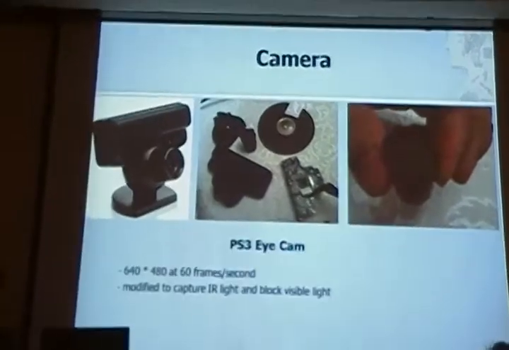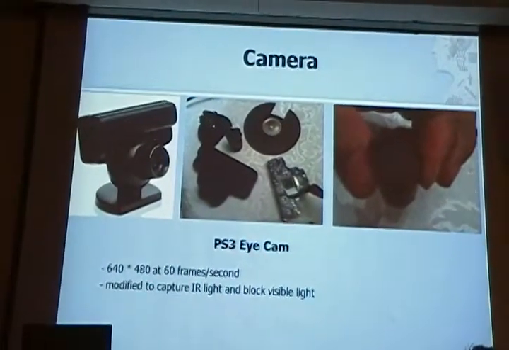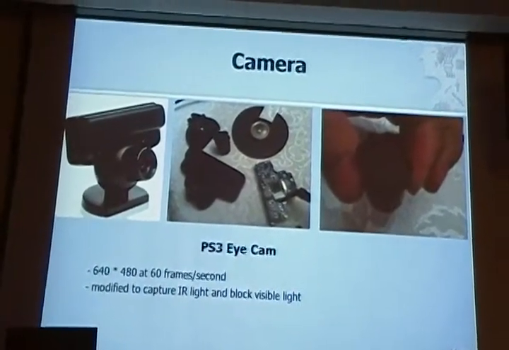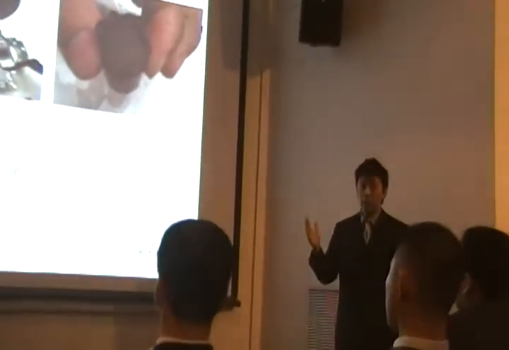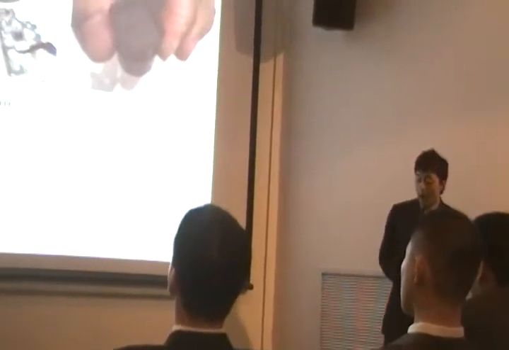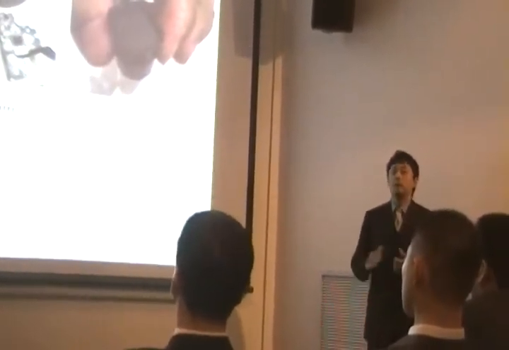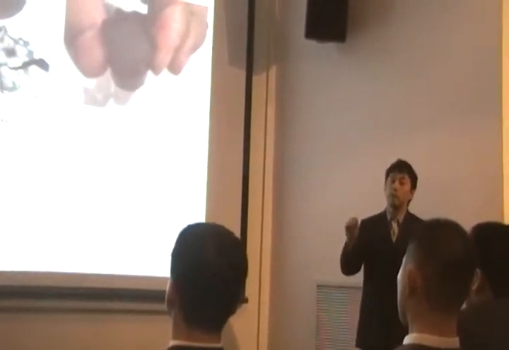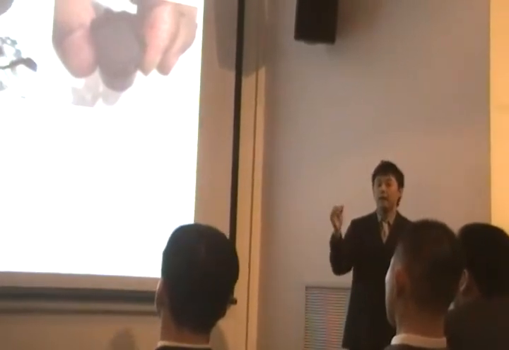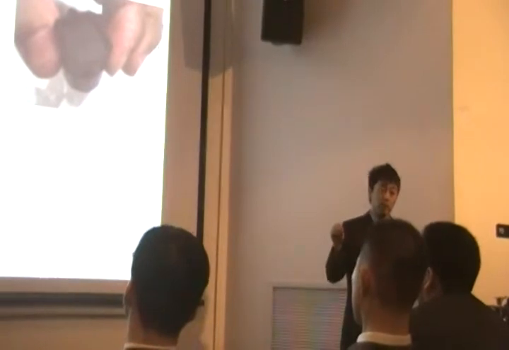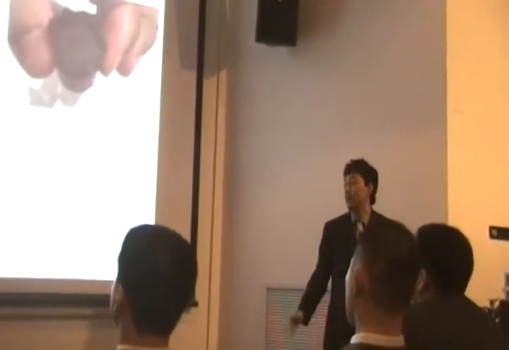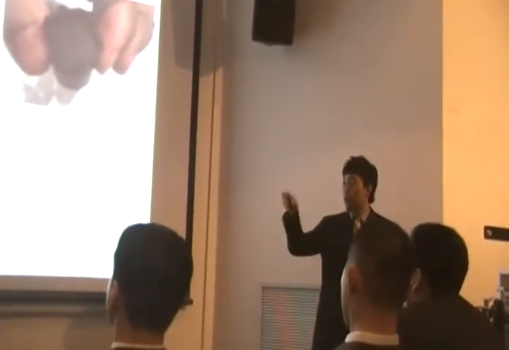For the camera, we chose the PS3 iCam. It's very inexpensive, and it gives the minimum frame rate that we need. And also, we had to make some modification to the camera. The modification that we made is that we had to remove the infrared block filter and replace it with a magnetic tape from the floppy disk so that it blocks the visible light and only takes the infrared light.